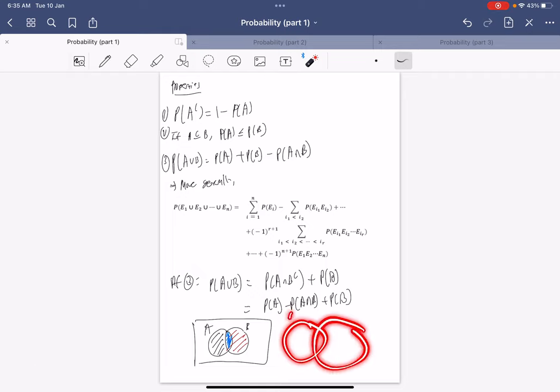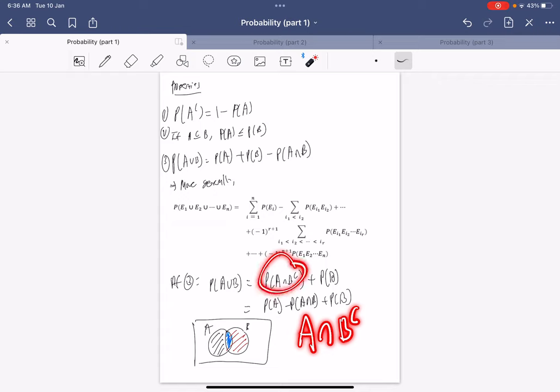So this event, A and B, what is the probability of A union B? Well, if we take the whole of B first, then we only want A intersect B complement plus the probability of B, because now these two are disjoint.